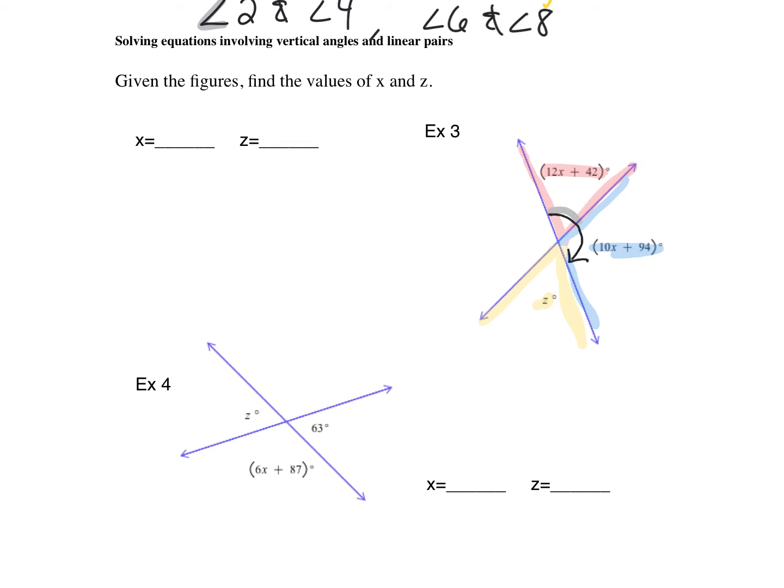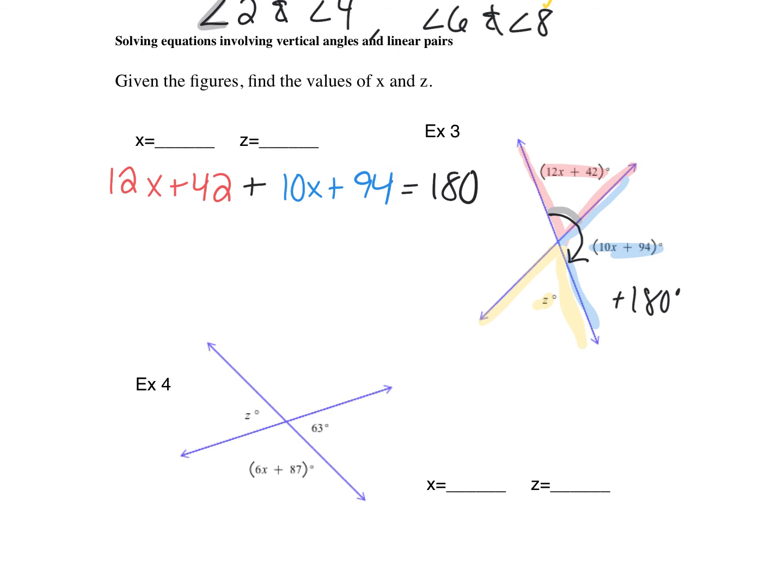or the angles that have x values, form a line. So that means that they must add up to be 180 degrees. So first thing I'm going to do is write out my equation. So I have 12x plus 42. And if I add that to 10x plus 94, then I can now set that entire thing equal to 180 because they form a linear pair. So that would be my first step.